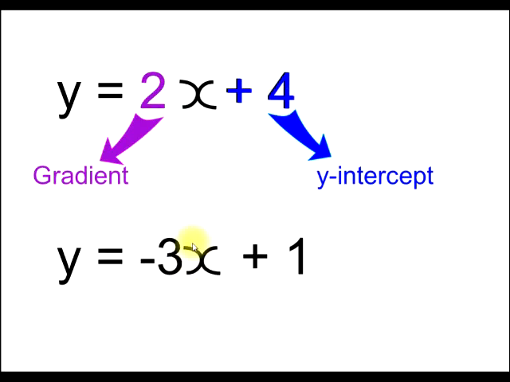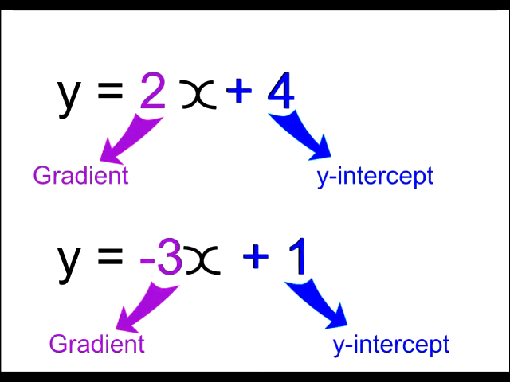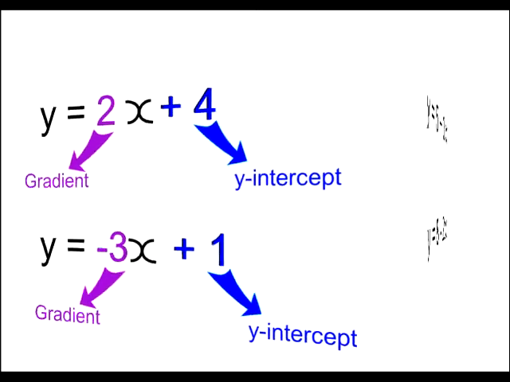This one means this bit is with the x, so the gradient is -3. So 3 means it's a steeper graph than this, and because it's a negative, it means it's coming down in this direction. So that's the gradient, and the bit without the x, the bit on its own, is the 1, which means it's a y-intercept at 1 on the y-axis.